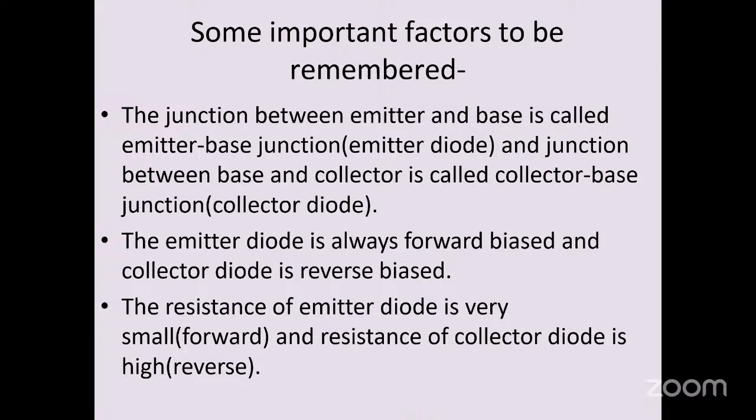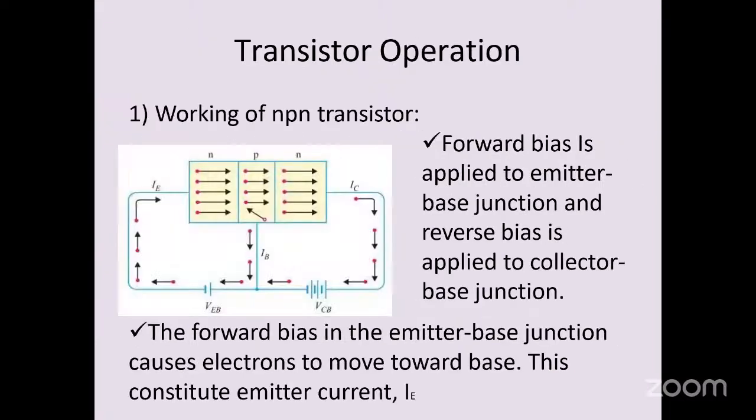The junction between the emitter and base is called the emitter diode, and the one between collector and base is called the collector diode. That means how many diodes are there? Two diodes: emitter diode and collector diode. The emitter diode is always in forward bias, and the collector diode is in reverse bias. So the resistance of the emitter diode is very small, and for the collector diode it is very high. If it is small, it is in forward bias; if it is high, it is reverse bias.